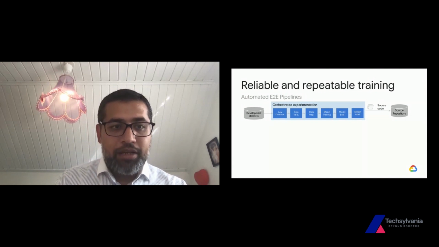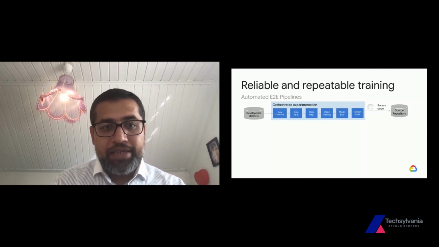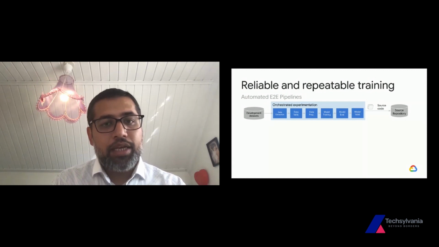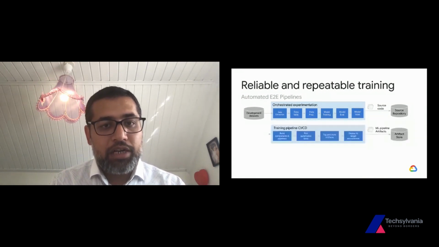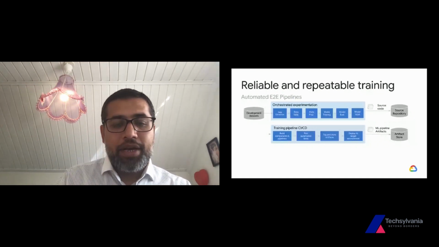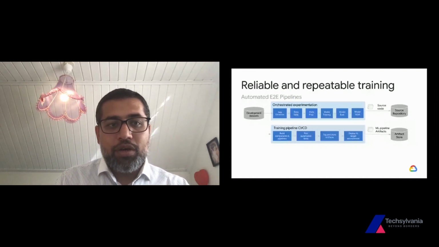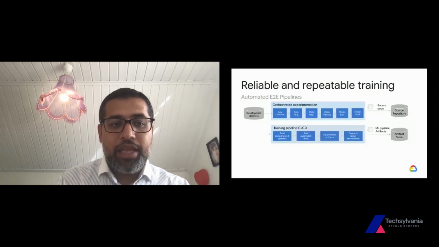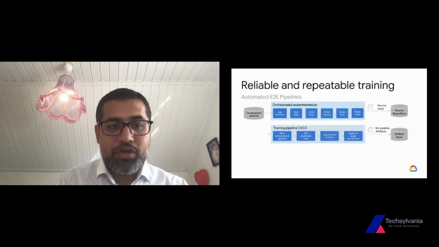Now, the training pipeline has a bunch of predefined steps like building components, running automated tests, storing those artifacts, and deploying to a target environment. Right. And this will result in an artifact store. And once we have these two orchestrations ready, then we can essentially do continuous training.